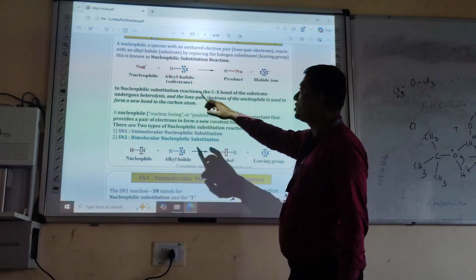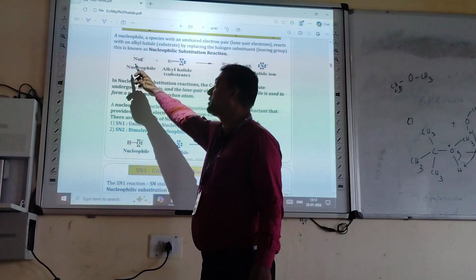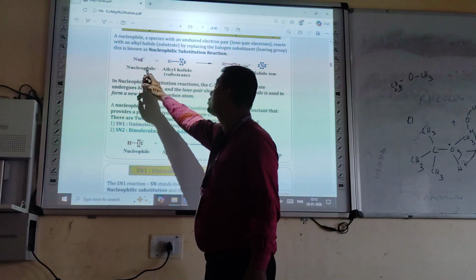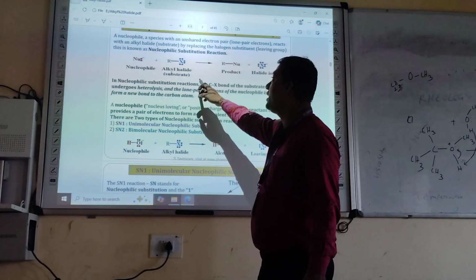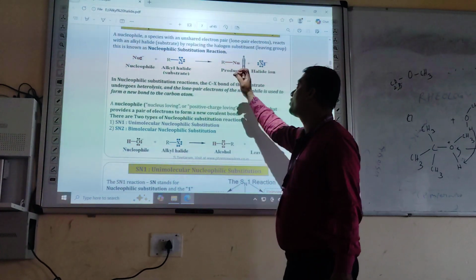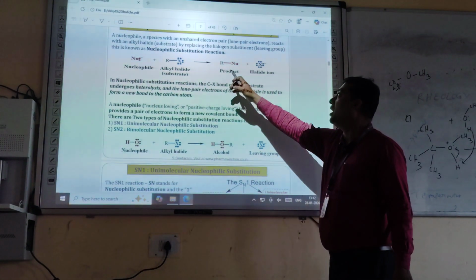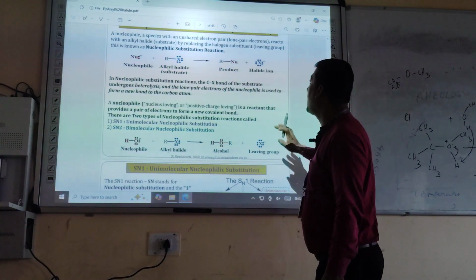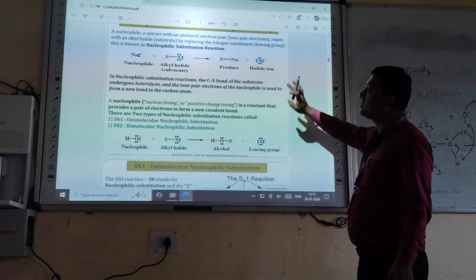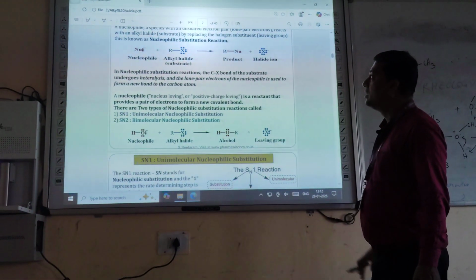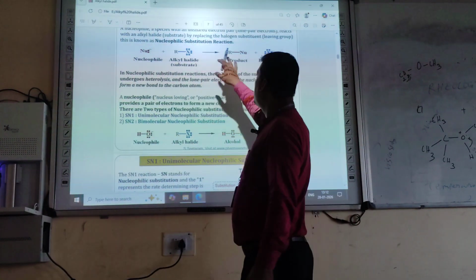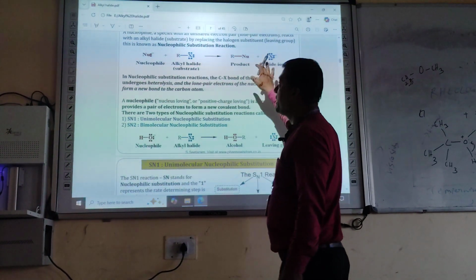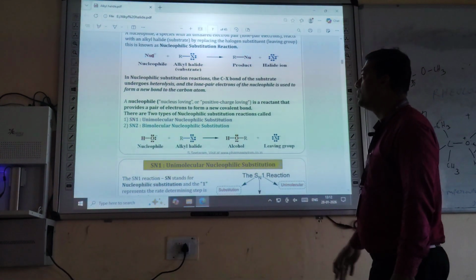Here, this is the nucleophile. This is the negatively charged species with a lone pair of electrons, and this is the alkyl halide. It is considered the substrate. The product will be R-Nu, this is the nucleophile, plus halide ion, X minus ion. This is the SN1 and SN2 reaction.